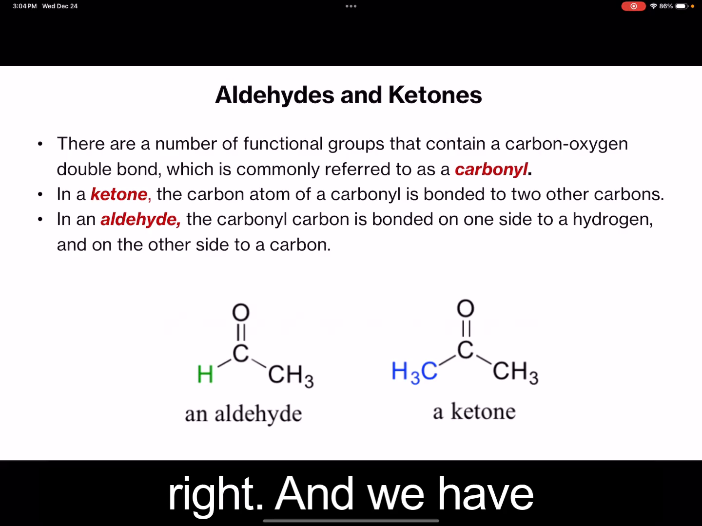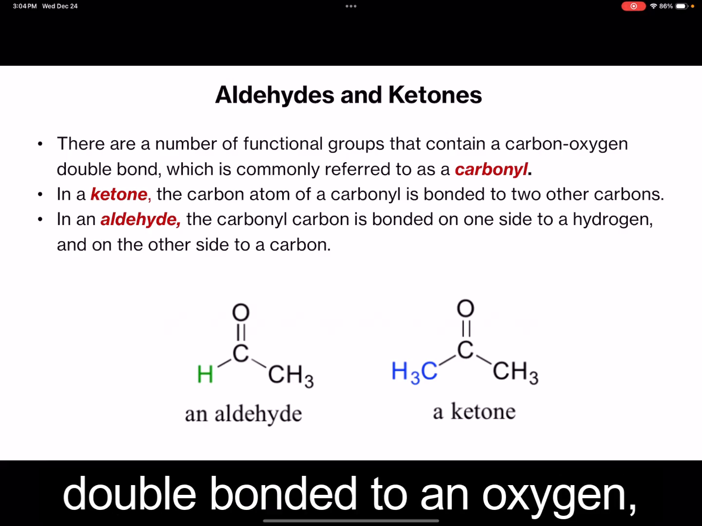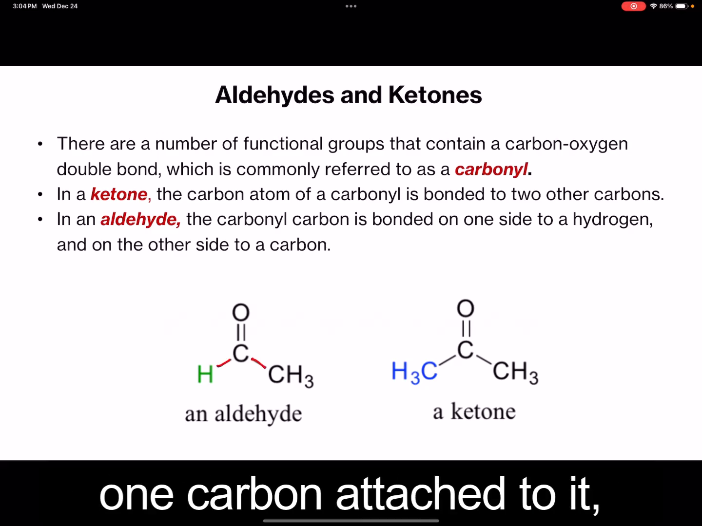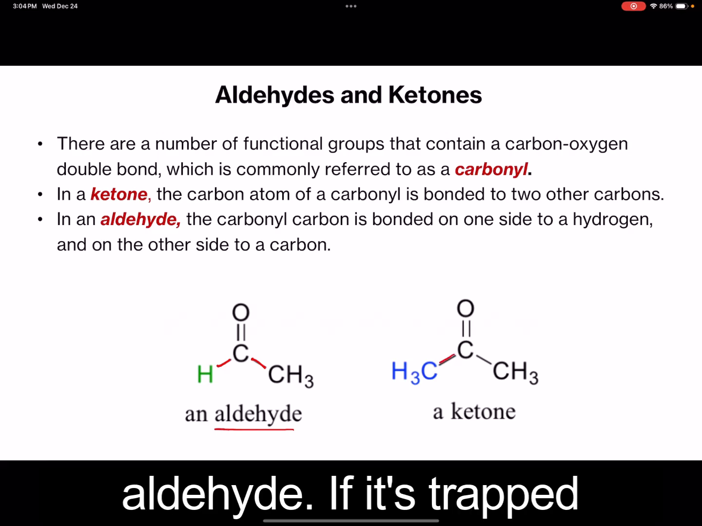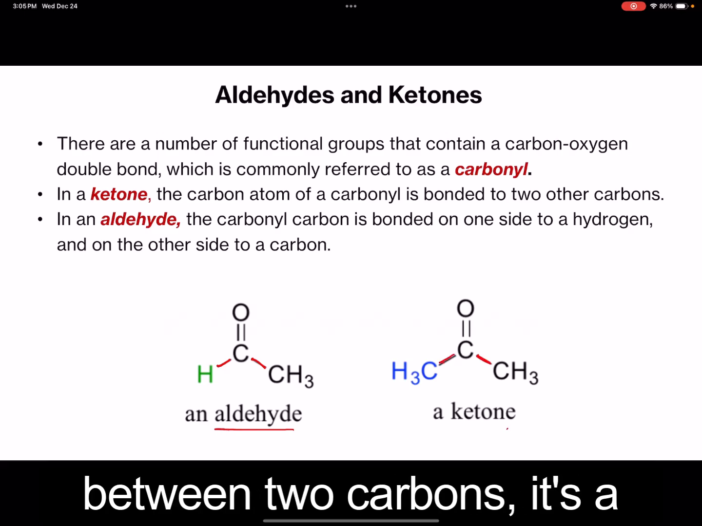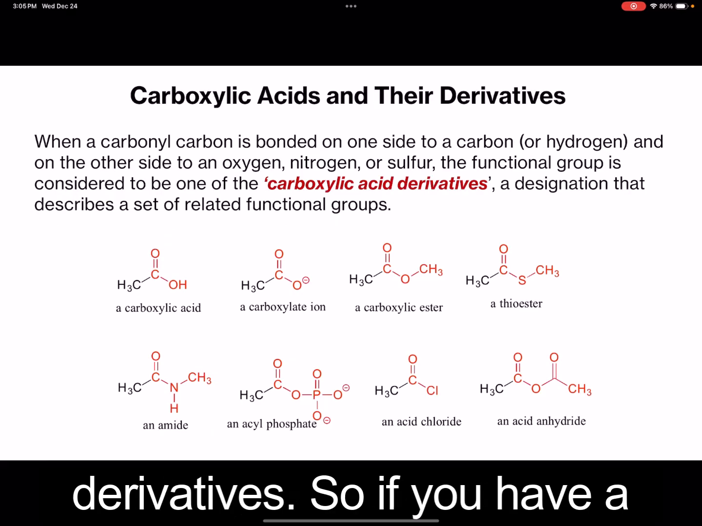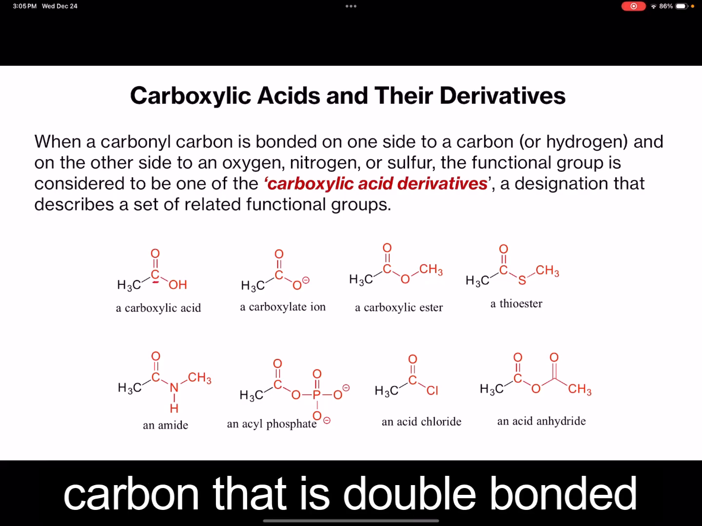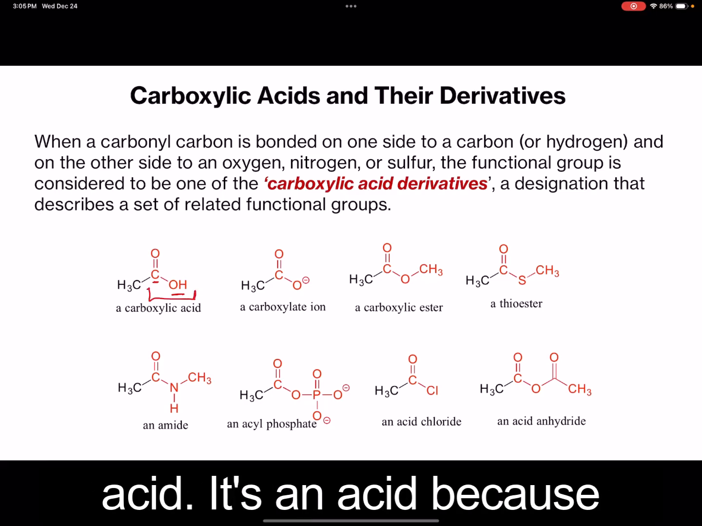All right, and we have aldehydes and ketones. If you have a carbon that's double bonded to an oxygen, and it has one hydrogen and one carbon attached to it, that's our definition of an aldehyde. If it's trapped between two carbons, it's a ketone. And then the carboxylic acids and their derivatives. If you have a carbon that is double bonded to oxygen and also contains an alcohol group, this is the definition of a carboxylic acid.